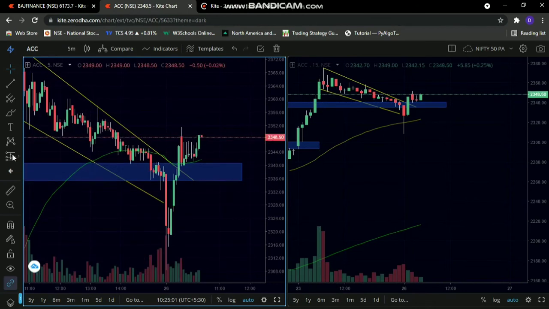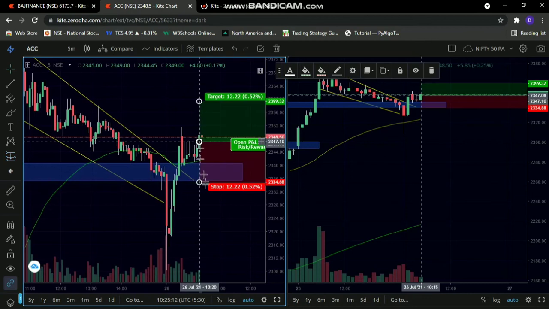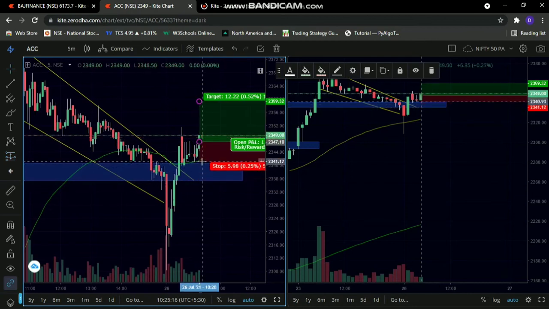All right, it just has to break the day's high. If the day's high is broken, then there is no tension in this trade, because it is definitely going to be an up movement, because it has been in a bull run for the past few days.